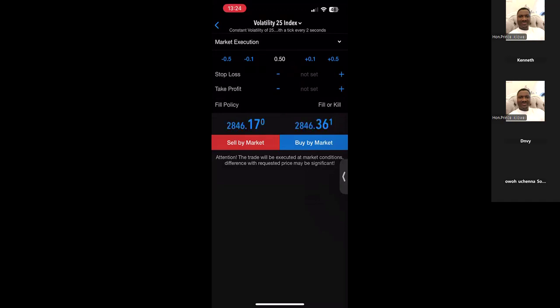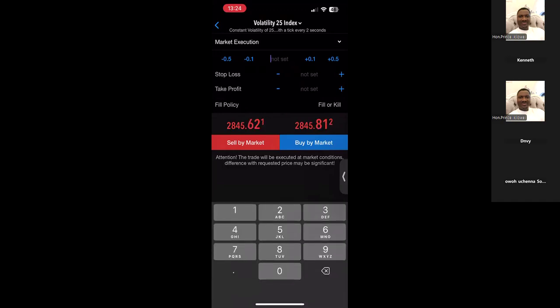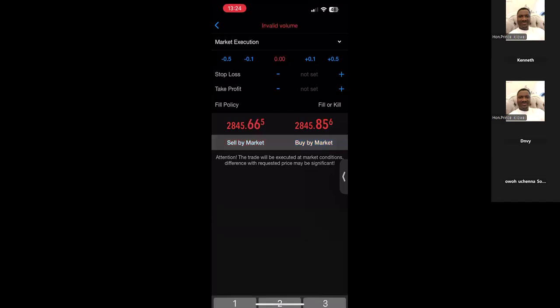So for you to know the lowest, once you open your phone like this, come here, deliberately cancel what they have written. Type 0.101 like this. You can even put any number you like, type. But make sure you reduce it to a low level. Click buy or sell. It will show you invalid volume. Just leave it. Go back.